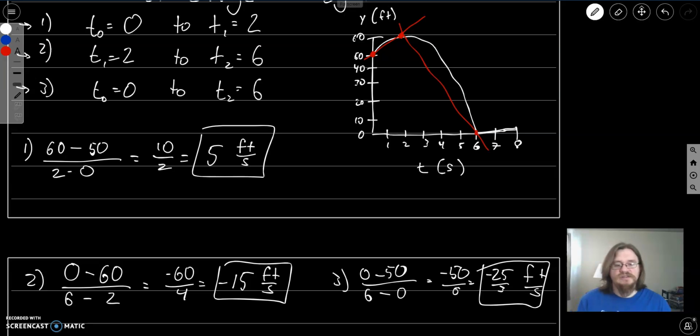So what you'll notice is that negative 8 isn't the average of 5 and negative 15. It'll be the weighted average because it spent a lot longer falling than it did going up. And this is just a brief summary of average rates of change.